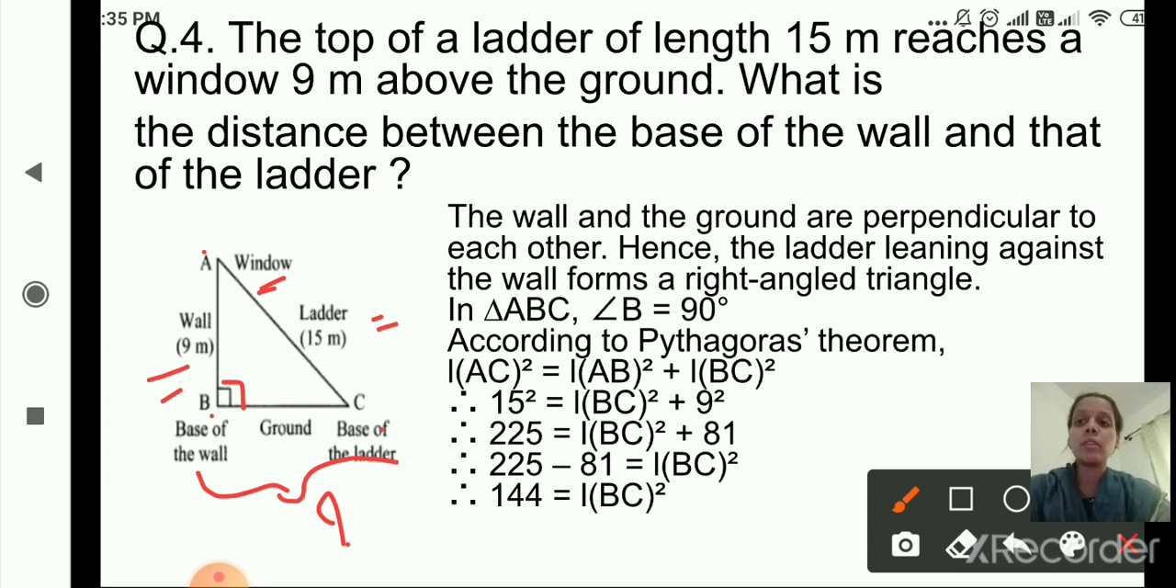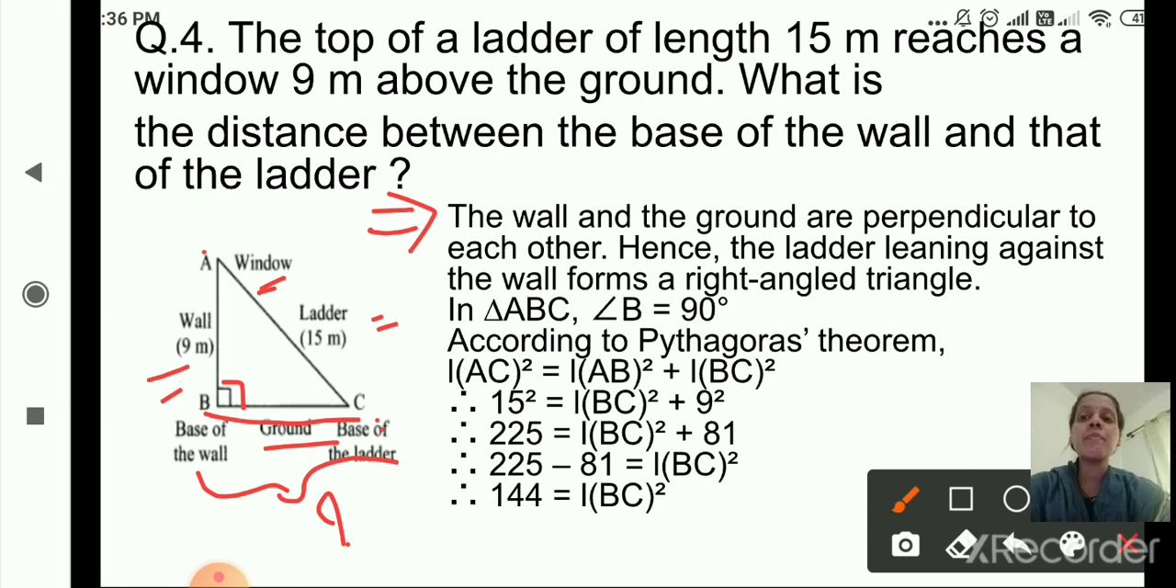Then this is base of the wall and base of the ladder. And this is ground. This distance we have to find out, means length of BC we have to find out. Length of AB is 9 meter and length of AC is 15 meter, which is hypotenuse also. Yes. Now we'll start solving.